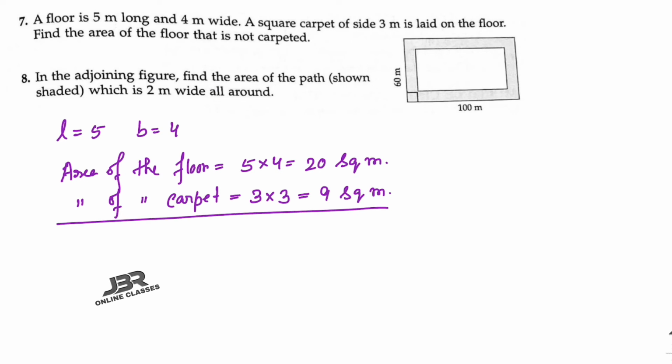Now if you want to find out the area of the floor without carpet, so here you can write down area of the floor without carpet, that one equal to, subtract 9 from 20 and it's 11 square meter. That is your final answer.